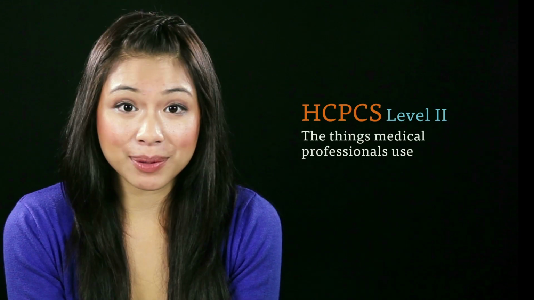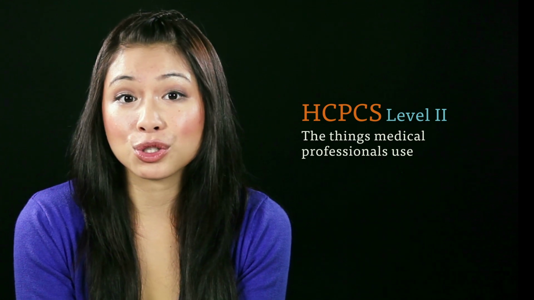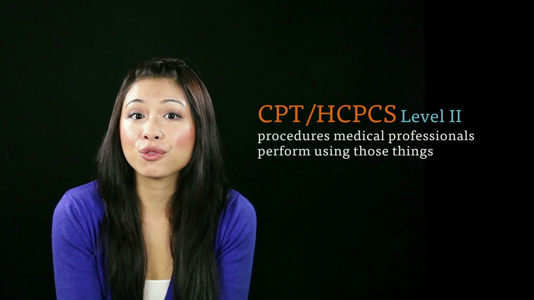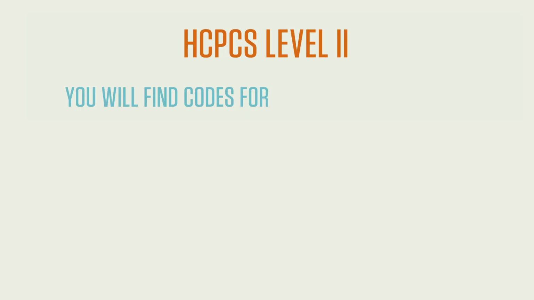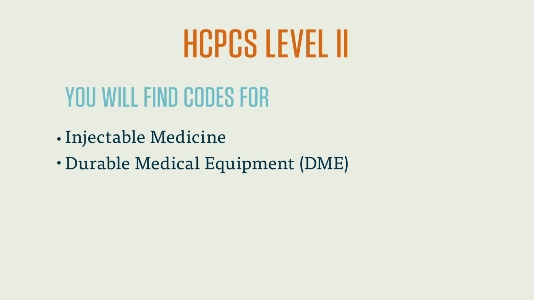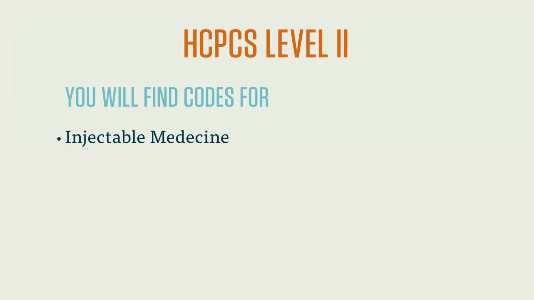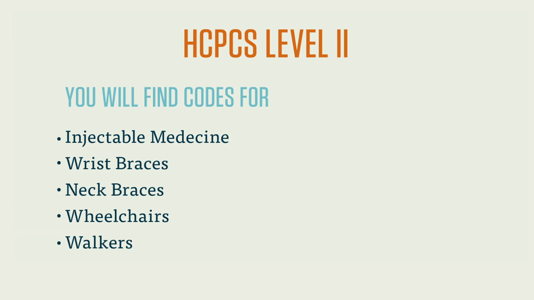It helps to think of HCPCS Level II as the things medical professionals use, where CPT and HCPCS Level I are the procedures medical professionals perform using those things. In HCPCS Level II, you'll find codes for injectable medicine, durable medical equipment, DME, chemotherapy drugs, and other crucial but otherwise unclassifiable medical equipment. HCPCS Level II codes are the most specific out of any of the codes you'll see on the CPC exam. There are different codes for each amount of injectable medicine, for instance, and each type of wrist brace, neck brace, wheelchair, and walker gets its own specific code.